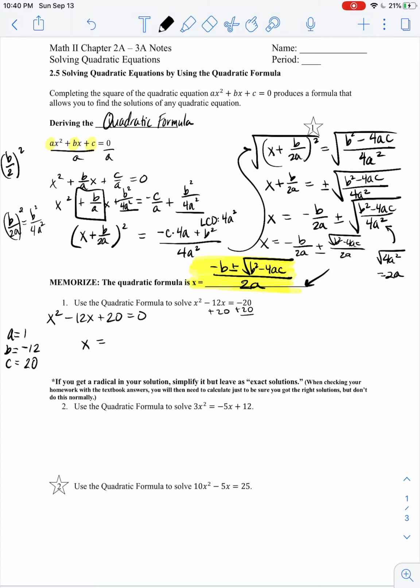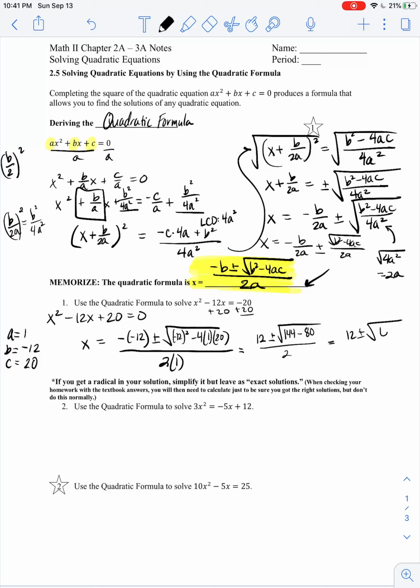So you can take this formula and plug these numbers in. Negative b, so negative 12, plus or minus the square root of, and that's b squared, so negative 12 squared, minus 4 times 1 times 20. And this is all over 2 times a, which is 1. So we're going to simplify. This is positive 12 plus or minus the square root of negative 12 squared is 144 minus 4 times 20, that's 80, all over 2.